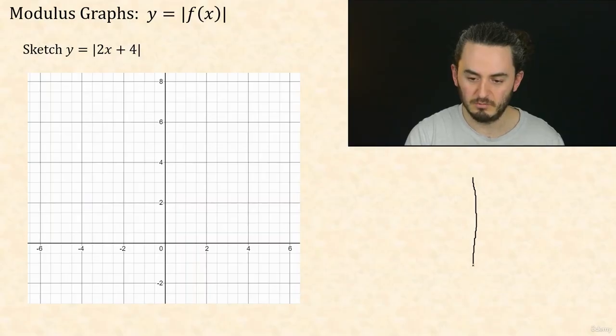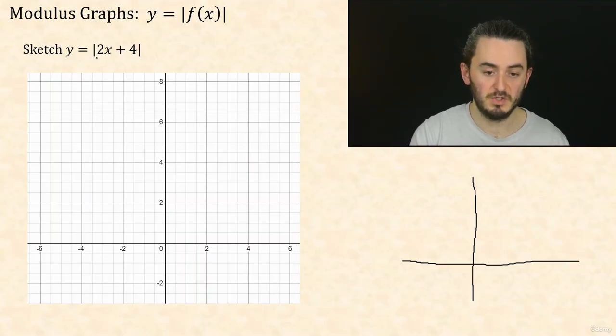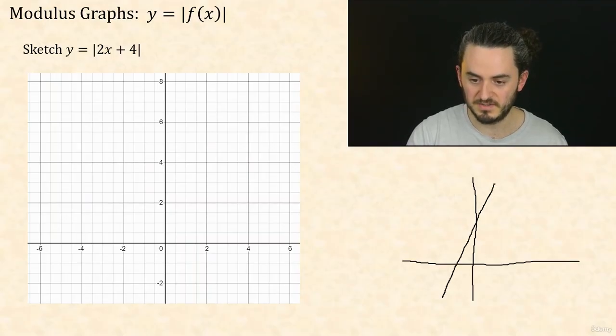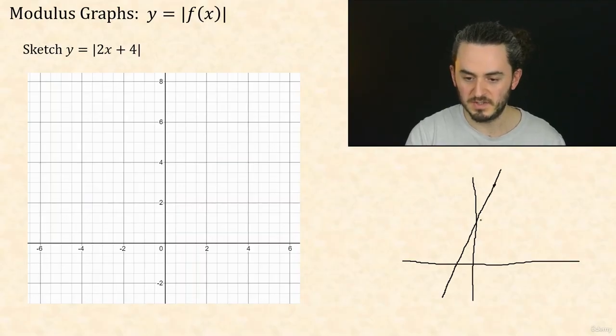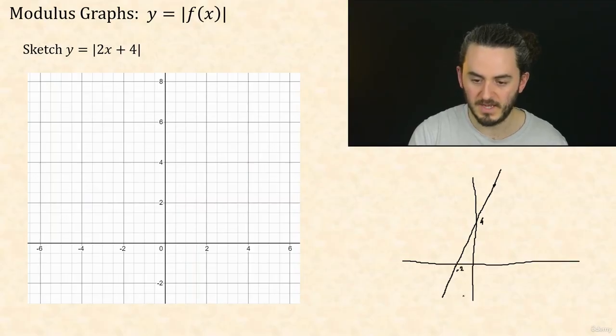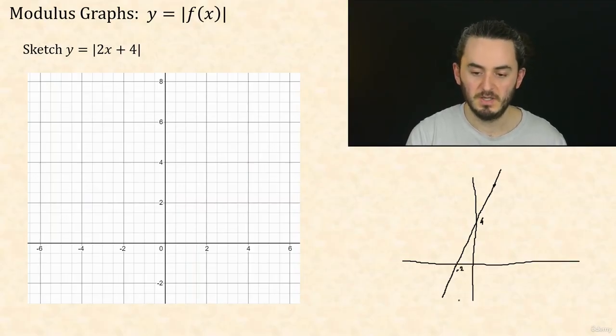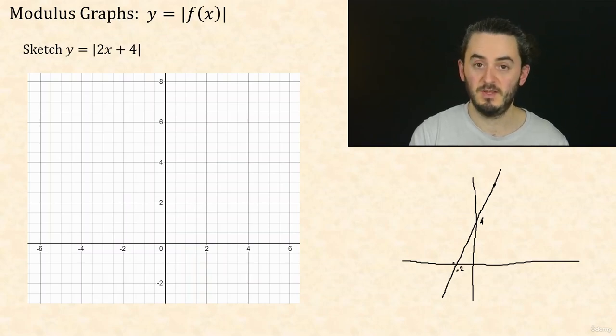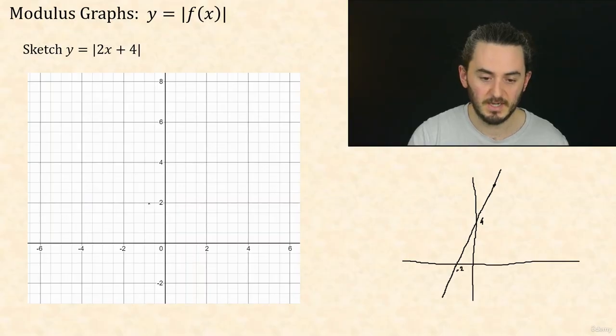Well, I'm going to draw a little rough sketch over here. 2x plus 4 is just a straight line with a gradient of 2 and a y-intercept of 4. So a very rough sketch is this. There's a y-intercept of 4 and a gradient of 2. So I could work out that the x-intercept here is minus 2. What the modulus does is leave this whole section here in, because for all of this section the y value is positive, so it is just going to get left exactly where it is.